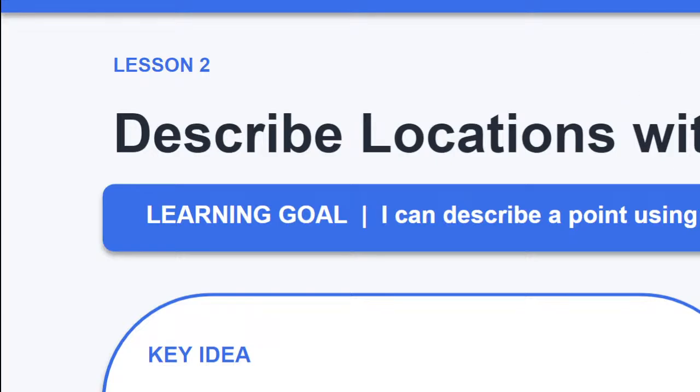Lesson 2: describe locations with ordered pairs. Learning goal: I can describe a point using an ordered pair and quadrant. The key idea is that ordered pairs are written (x, y). The first coordinate tells the horizontal movement. The second tells the vertical movement. The signs of x and y identify the quadrant. Remember, always say x before y. Across, then up or down.